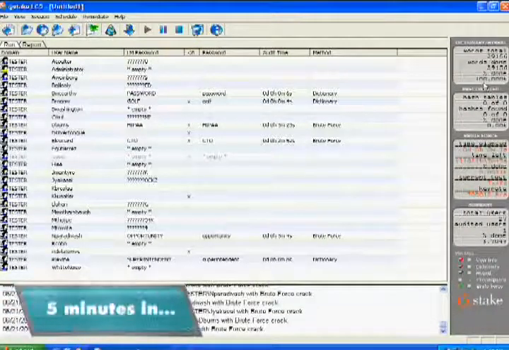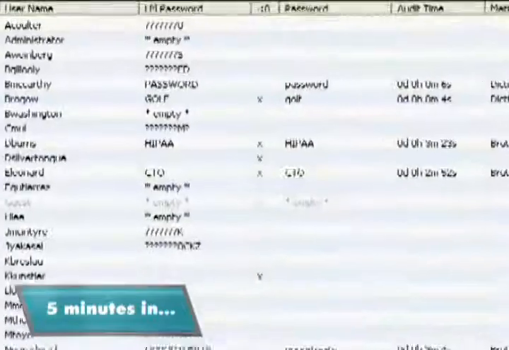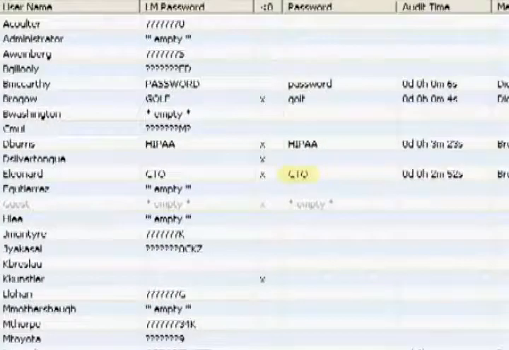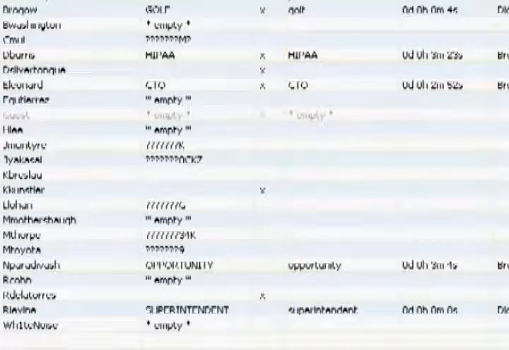Let's jump ahead. 5 minutes later, LoftCrack has cracked more passwords. CTO is not in the dictionary, but it's so short it was easy to brute force. Same for HIPAA. LoftCrack's default dictionary is small and contains the word opportune, but not the word opportunity. That's the only reason it took a few minutes to break this word.